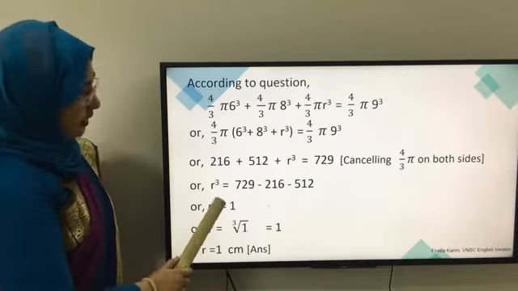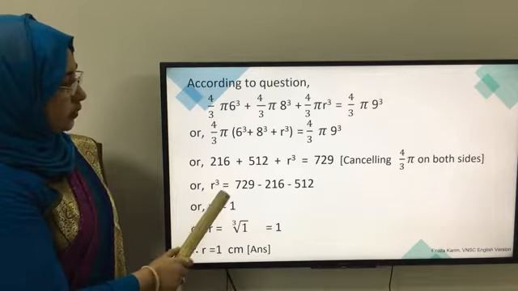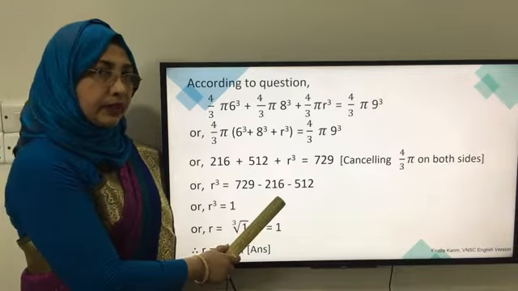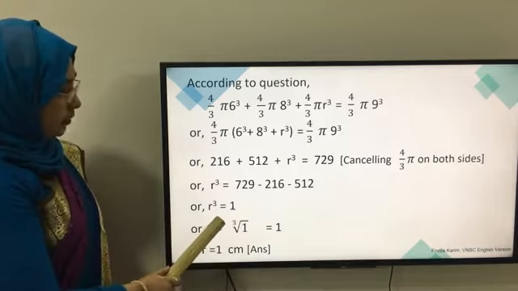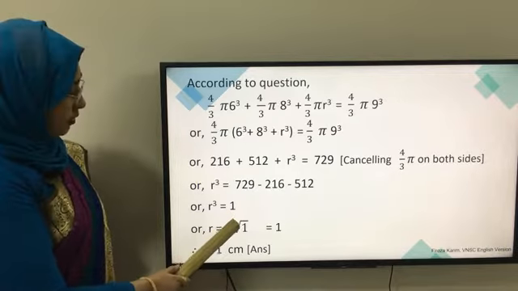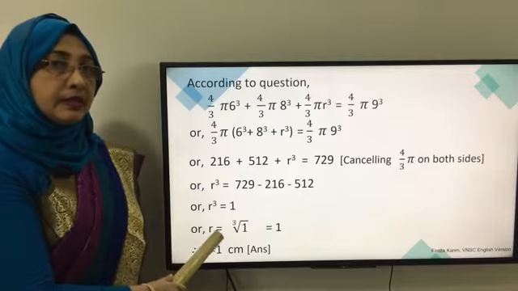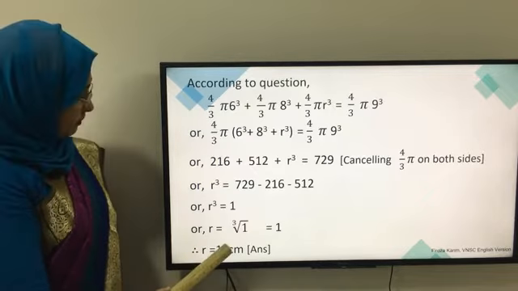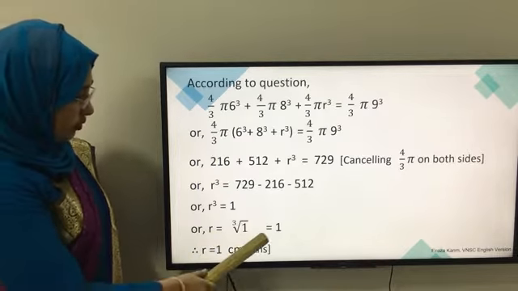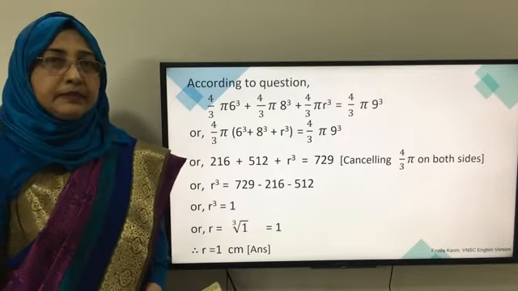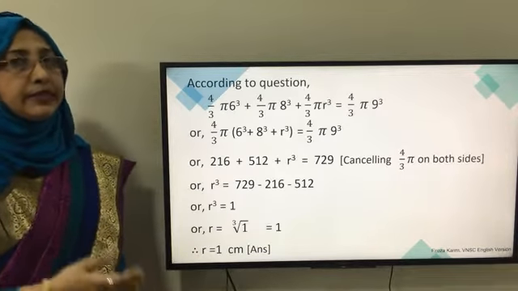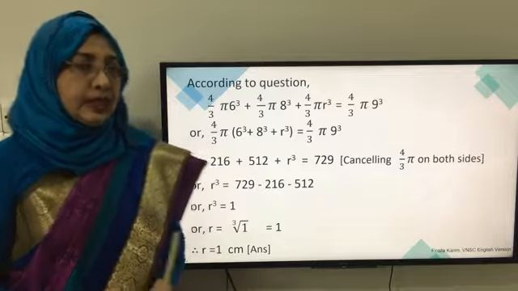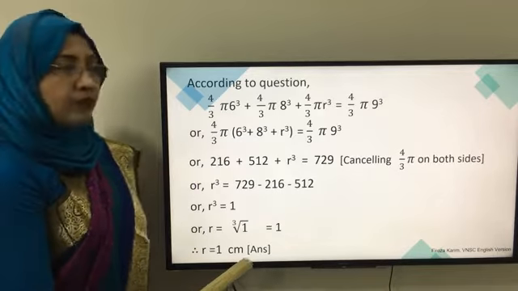And after changing the side, we got r cubed equals to this thing. Okay girls, now r cubed equals 1. So what will be the value of r? The 1/3 power of 1, that is the cubic root of 1, equals r. So we got r equals 1. You know, if we do the square root of 1, we will get 1. If we do the cubic root, then still it will be 1. So we got the value of r equals 1 centimeter.